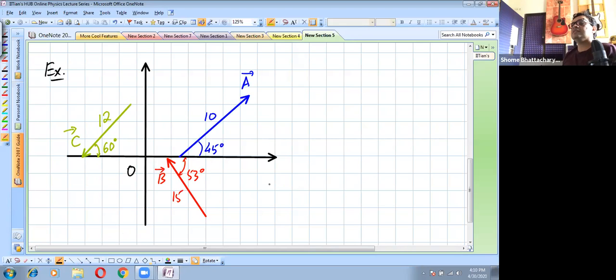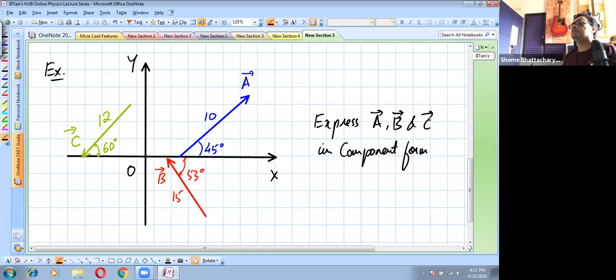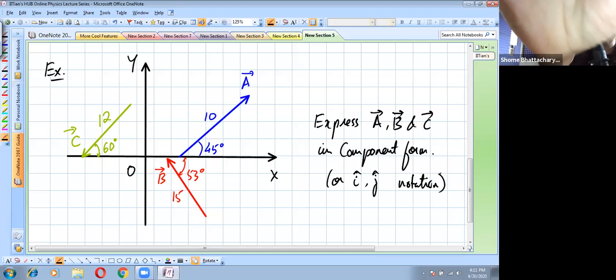So taking these axes as our x and y axis, we have to express A, B and C in component form. So just try this out, people. We call it i cap, j cap notation. So that's the first exercise for today as a revision thing. Let's recalculate for these vectors how to express them in component form.